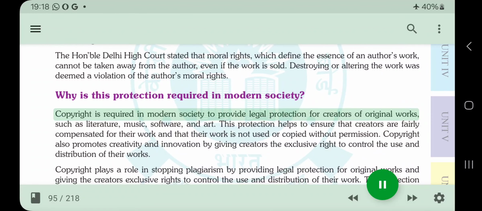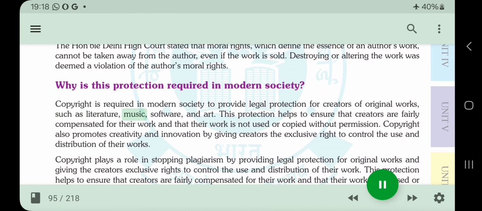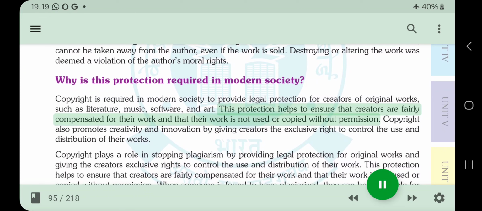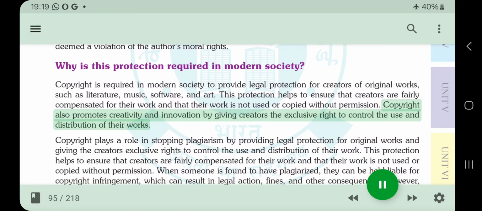Copyright is required in modern society to provide legal protection for creators of original works, such as literature, music, software, and art. This protection helps to ensure that creators are fairly compensated for their work and that their work is not used or copied without permission. Copyright also promotes creativity and innovation by giving creators the exclusive right to control the use and distribution of their works.